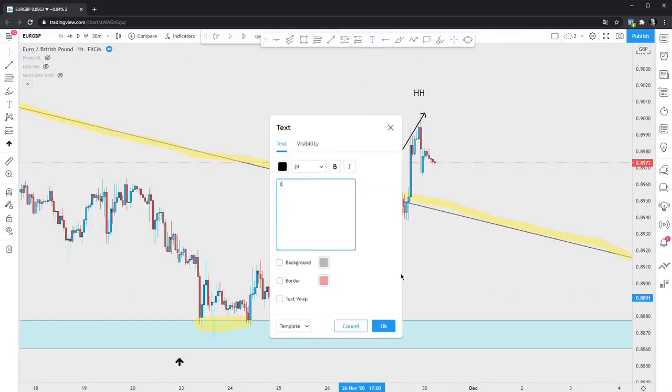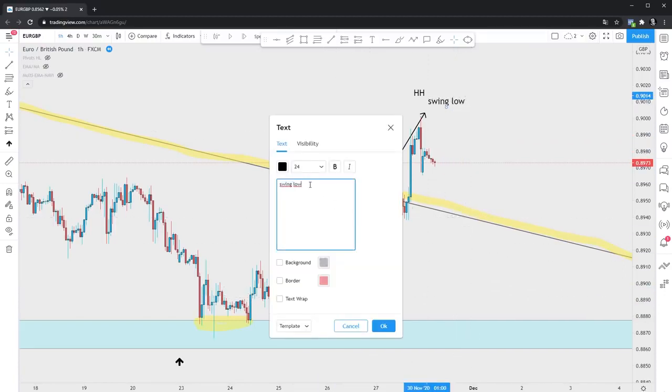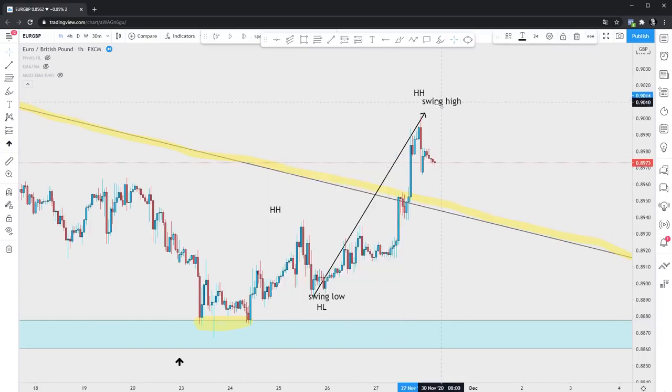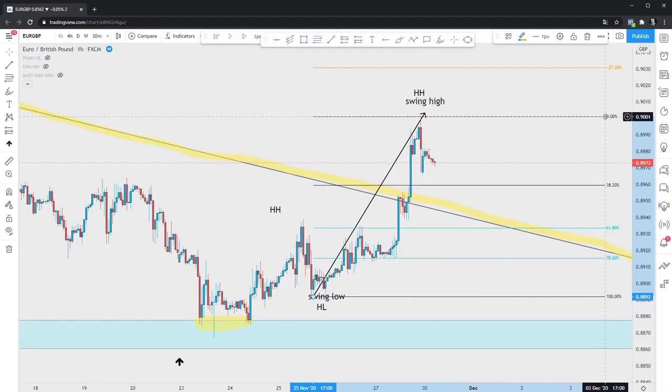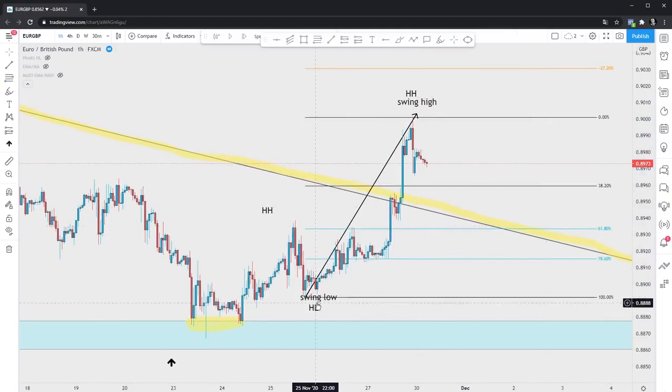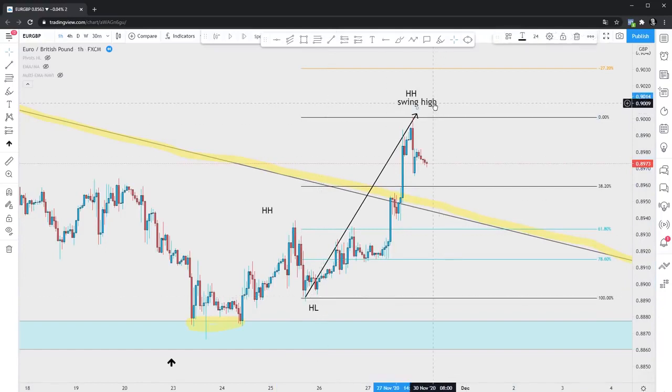So let's identify this as a swing low. Okay, swing low is here, and this is our swing high. Keep in mind that this is 1 hour time frame, okay? So we can grab our Fibonacci tool and connect it from the swing low to the swing high, okay, and extend it a little bit to the right, just like this. So let's delete this so the chart is going to be more clear.